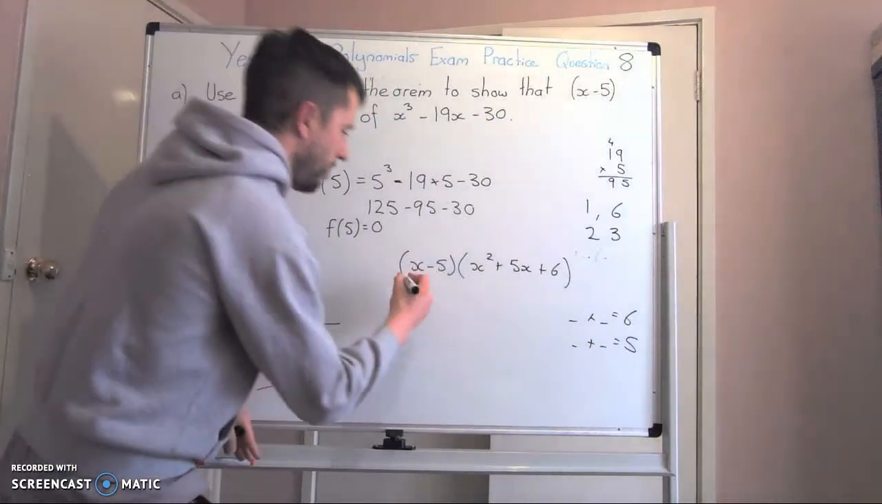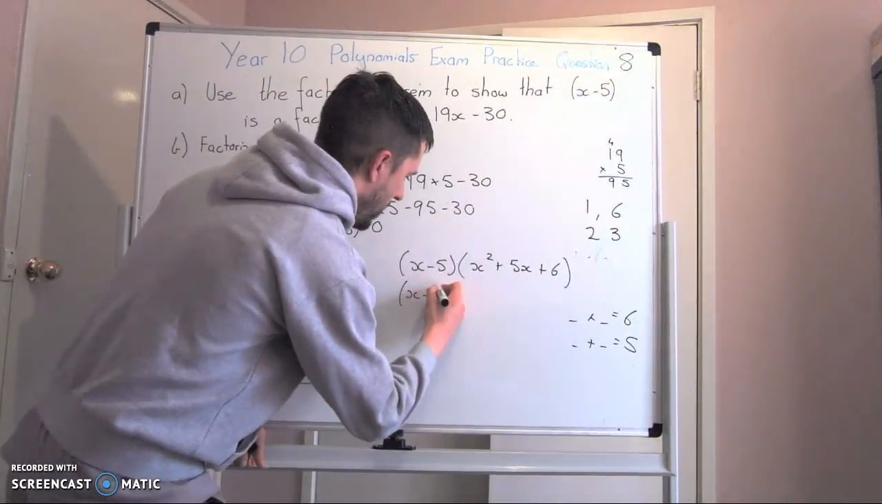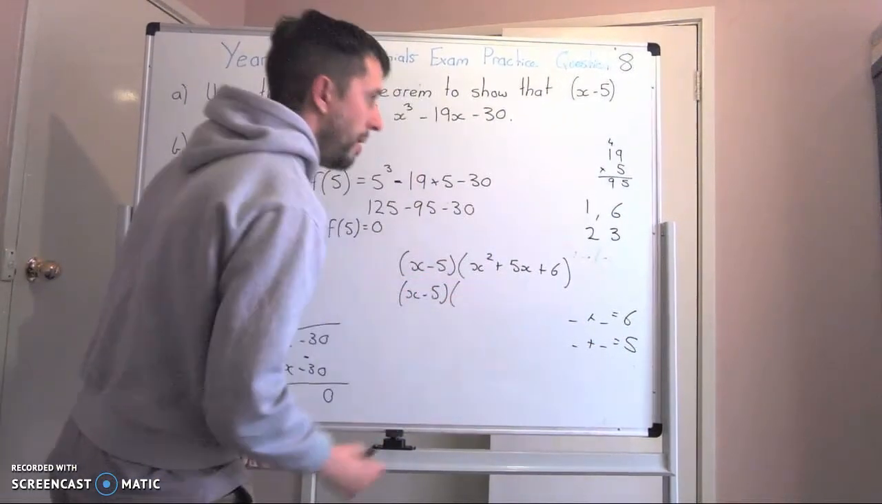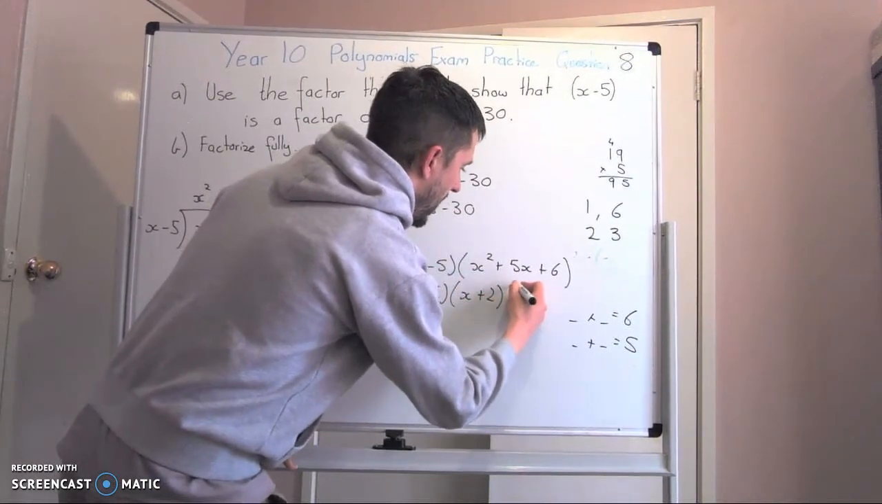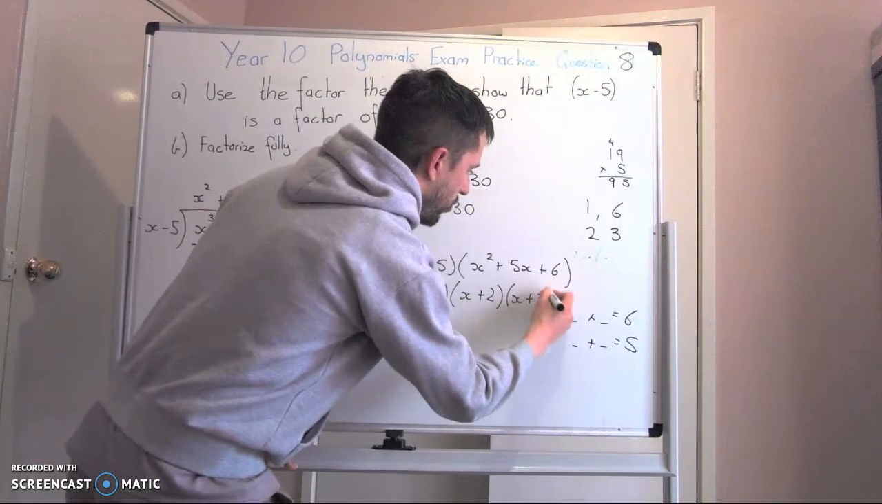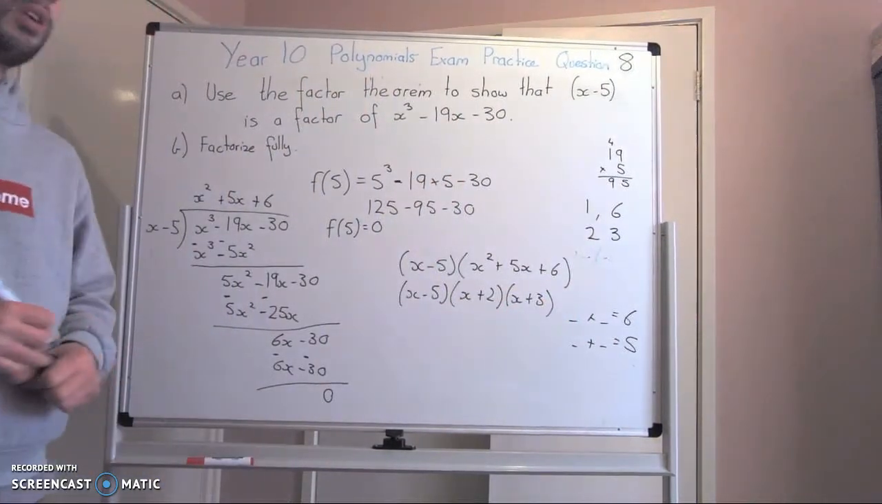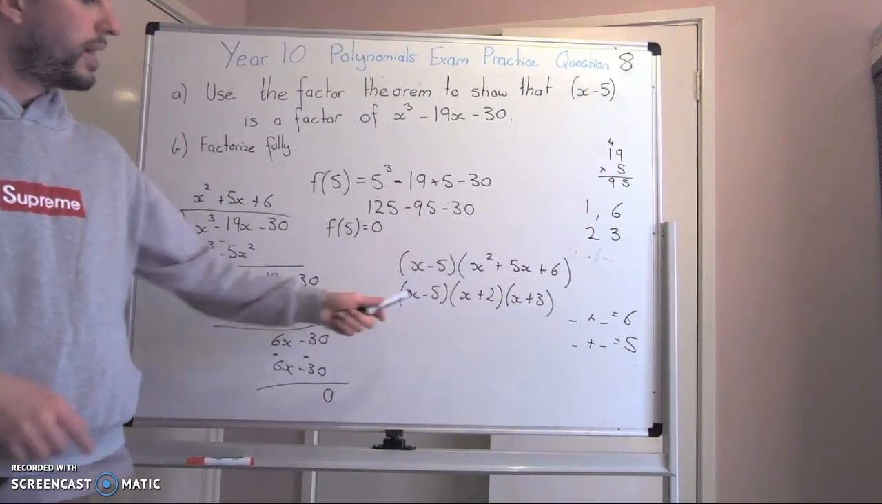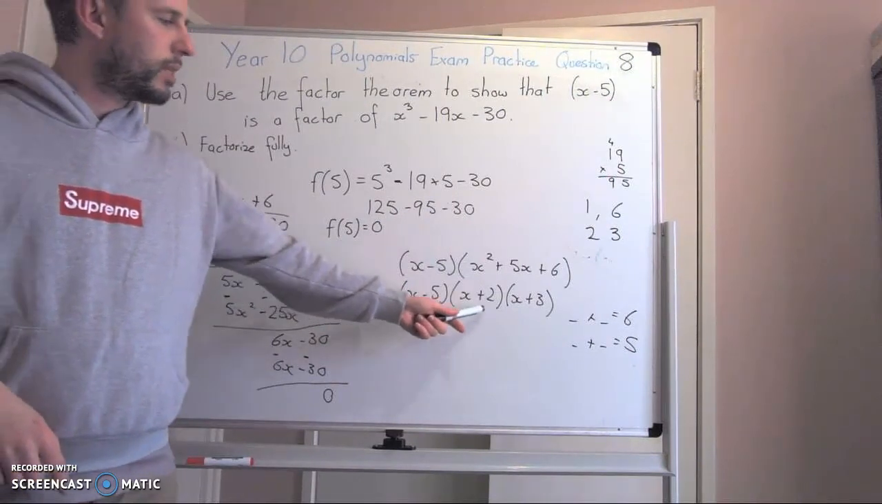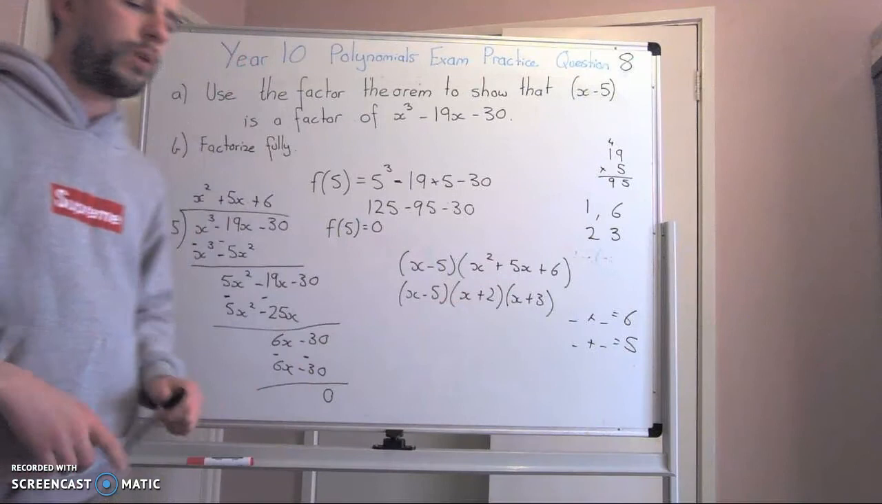So that gives me my amounts, which means I'm going to have x plus 2 and x plus 3. So I've got it in a fully factorized form of x minus 5, x plus 2 in brackets, and x plus 3 in brackets.